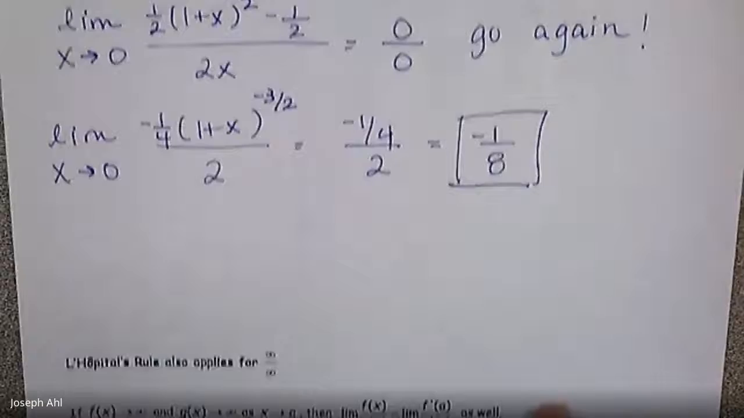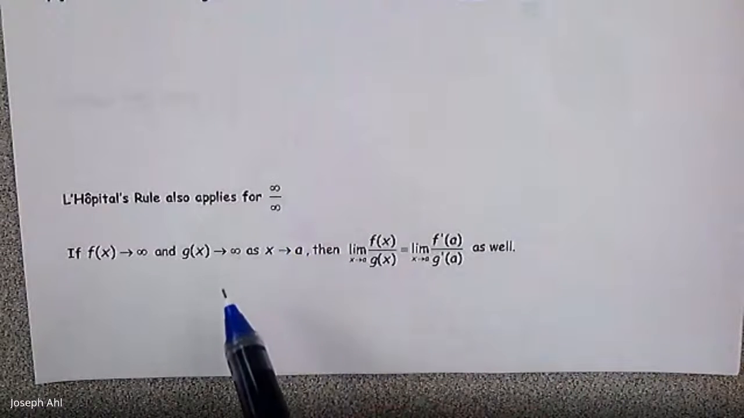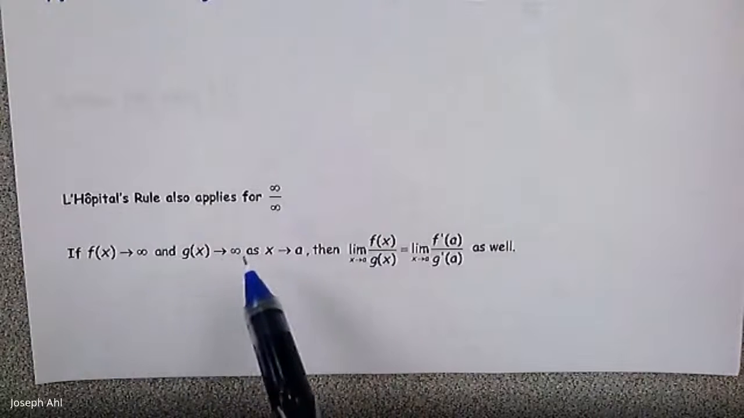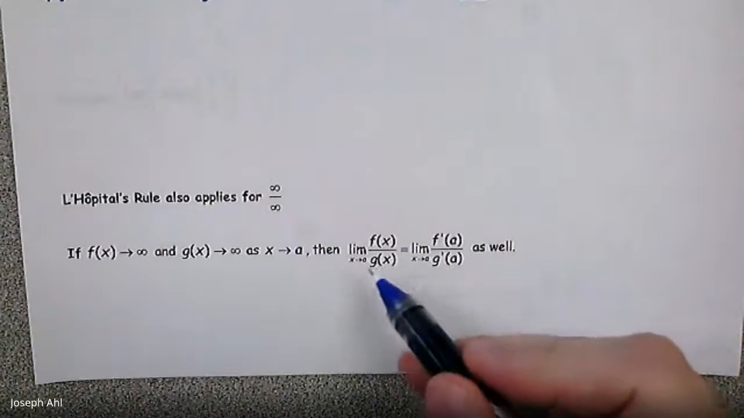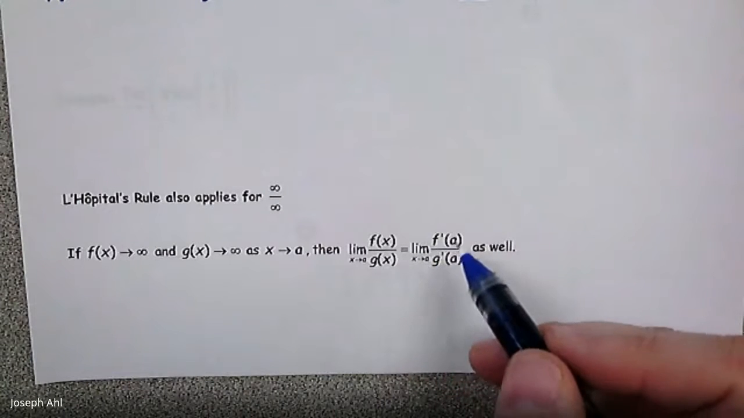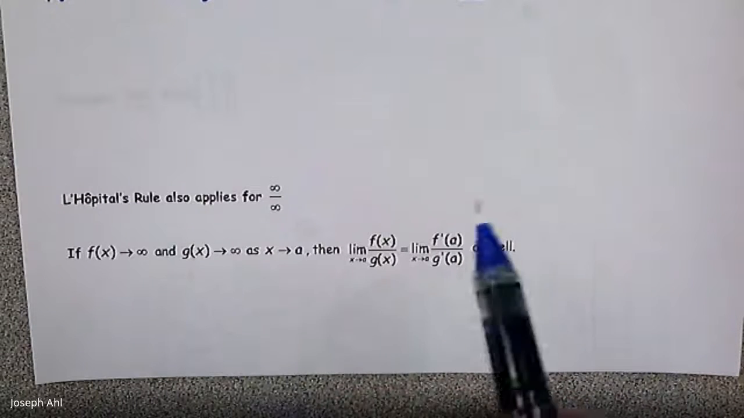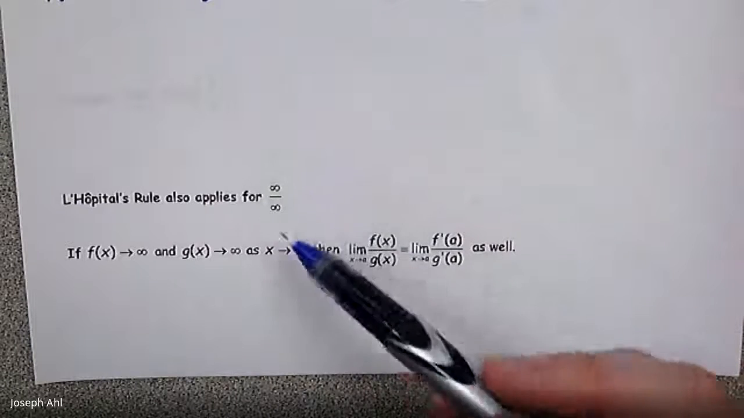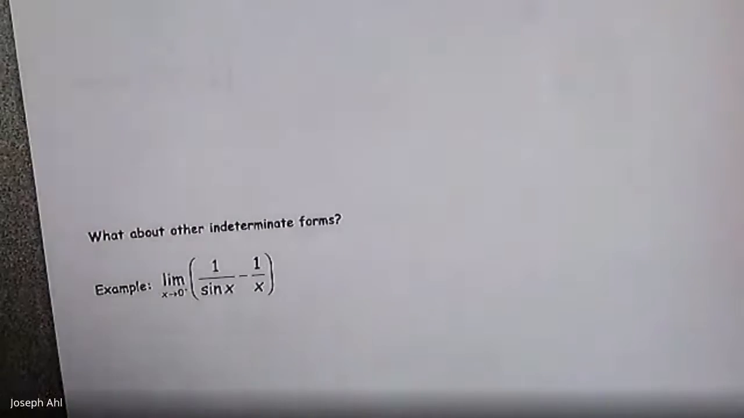And what's great in addition to this is that L'Hopital also applies for infinity over infinity. So if f of x and g of x go to infinity as x approaches a, then the limit as x approaches a of f of x over g of x would equal the limit as x approaches a of f prime of x over g prime of x as well. So it doesn't have to be 0 over 0 as your indeterminate case. We would also consider infinity over infinity to be indeterminate. So there's an example just like it at the top of the next page.